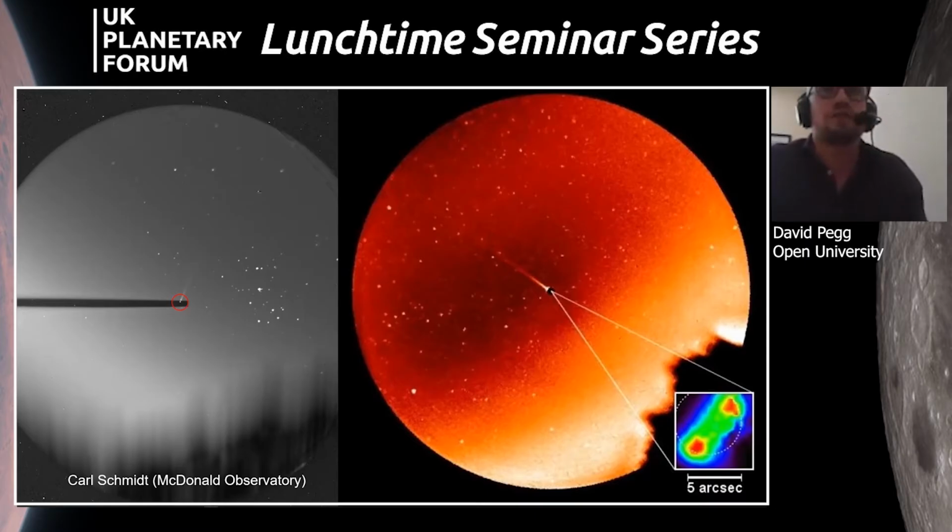Just to give you an idea of scale on that, the little red circle on the image on the left here is where the moon would be orbiting if the Earth was in the middle of the image. So you can see these are huge features coming off it, and that's linked to Mercury's volatile surface.